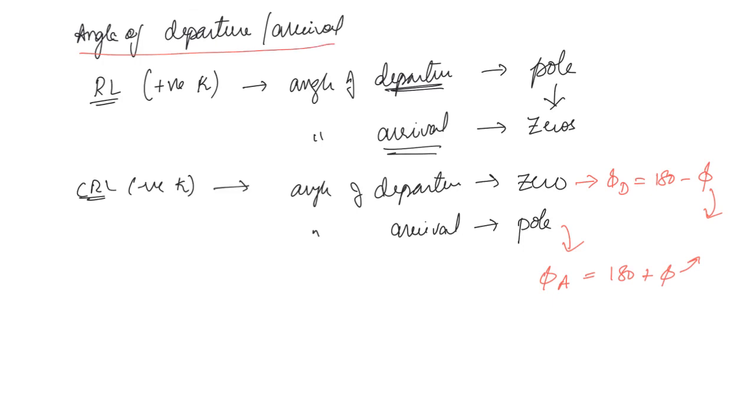Next, what is left out? The last and final thing is the intersection with the j omega axis. Just like for the root locus with positive values of K that we have discussed, we have to find the intersection using the RH criterion.